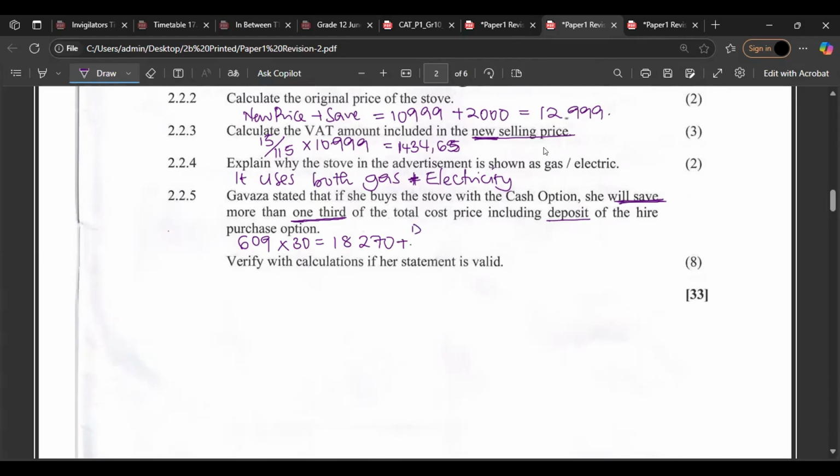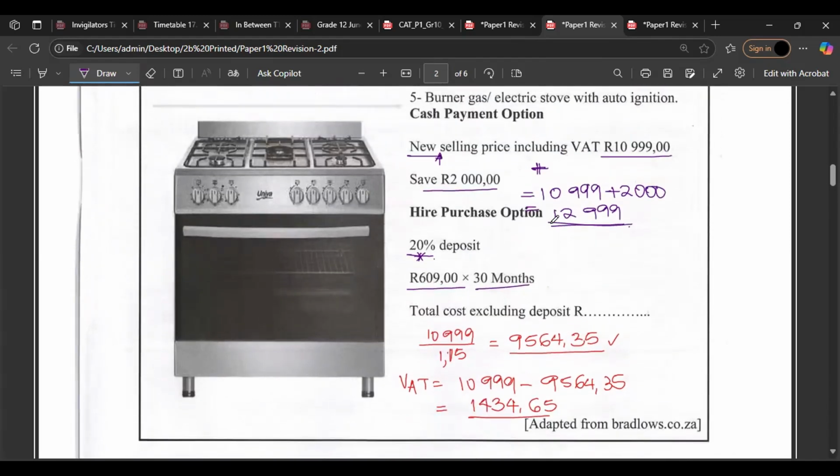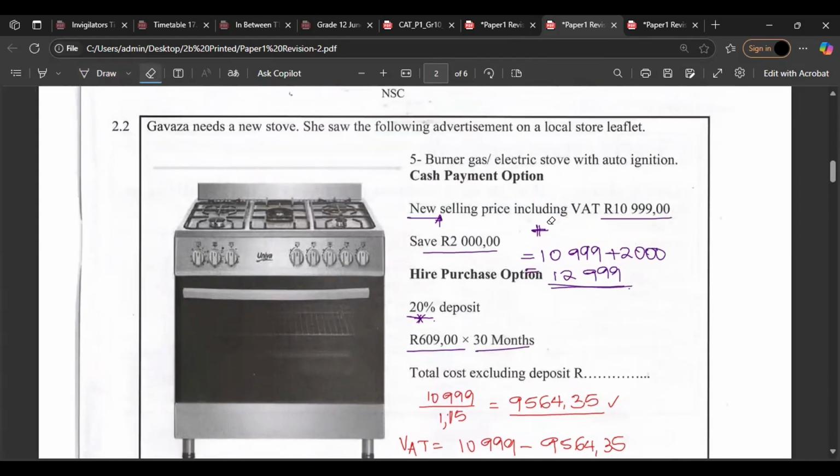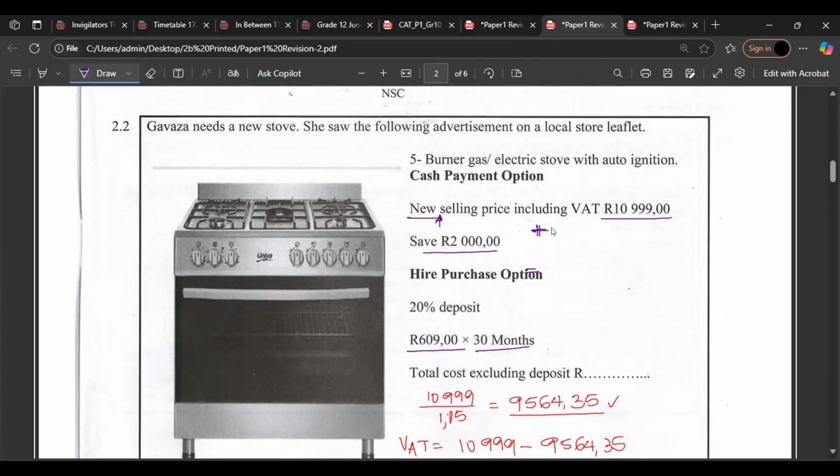What's missing? We need to put a deposit. But remember, the deposit was 20%. We've not yet looked at it. Let's go up and we look for the deposit. How much will the deposit be? That's what we are looking for here. The deposit is going to be 20% times the cash amount. So here the deposit is 2,199 and 80 cents. So this is a deposit.